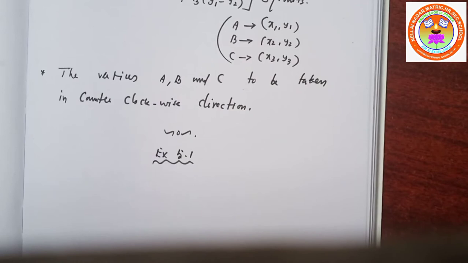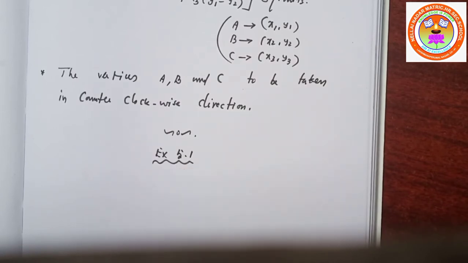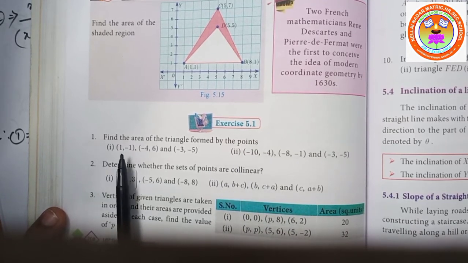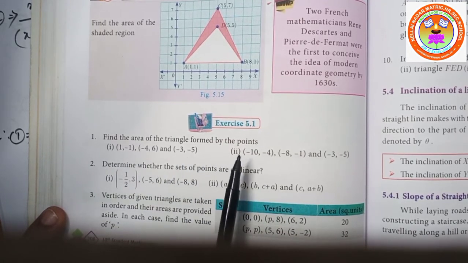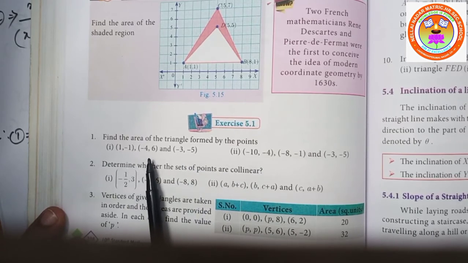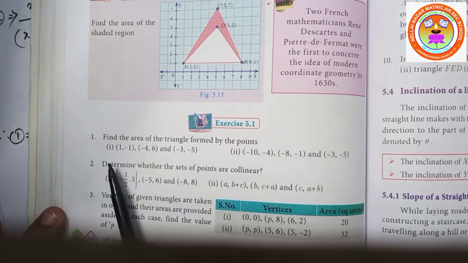Okay. Now exercise 5.1, problem number 1. Find the area of the triangle formed by the points. 3 points are given: 1, minus 1; minus 4, 6; and minus 3, minus 5. We can do the first subdivision.